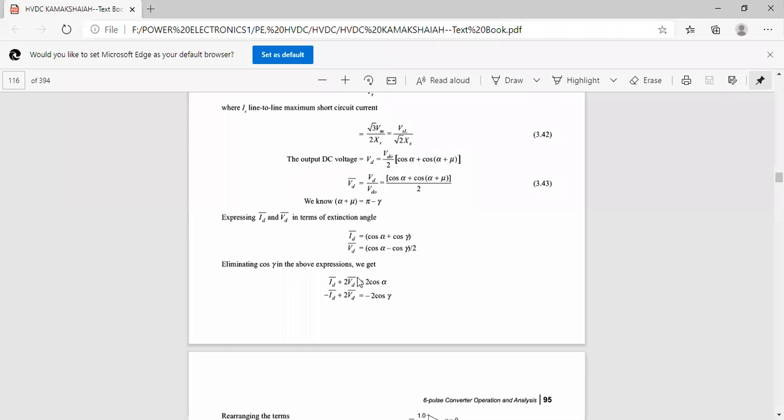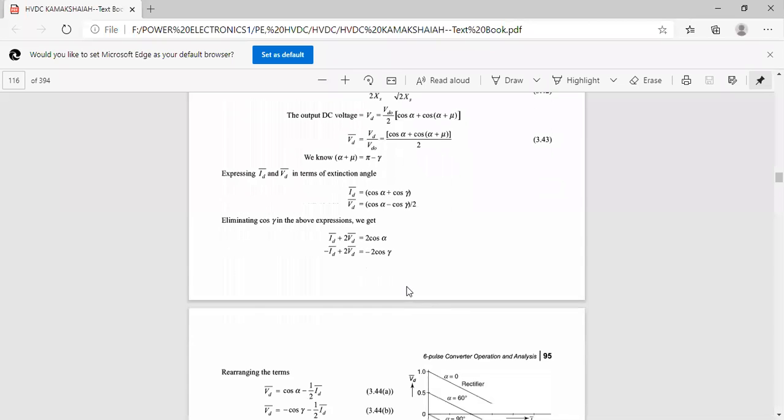Now we got the expressions. Let them be equations 5 and 6. This is 3 and 4. This is 5 and 6. Now to the next equation.